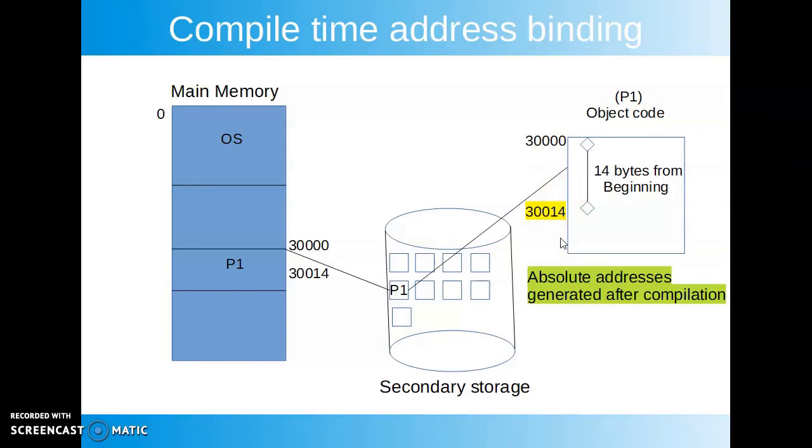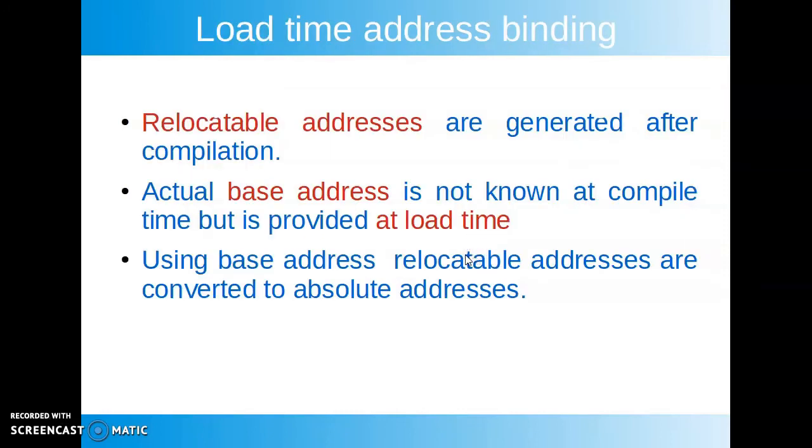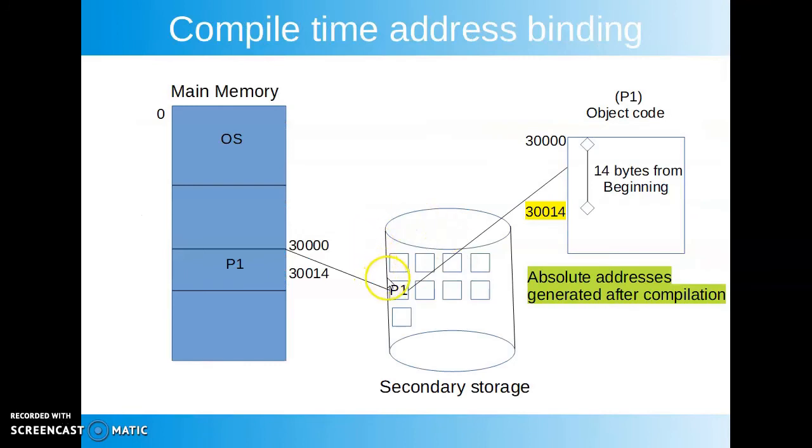There is one problem with this compile time address binding scheme. Suppose in future the starting address of the program changes. Since this calculation was done with the previous base address, the program needs to be recompiled if it is to be executed again.